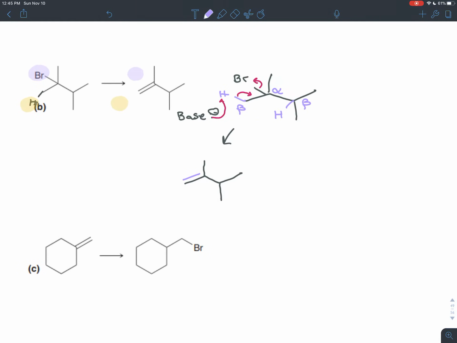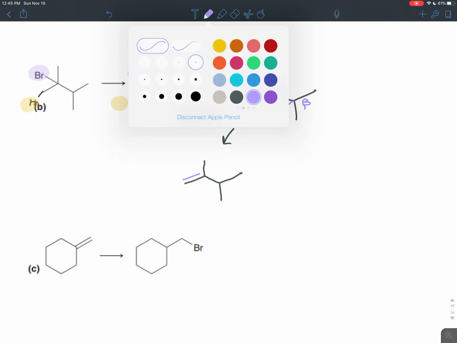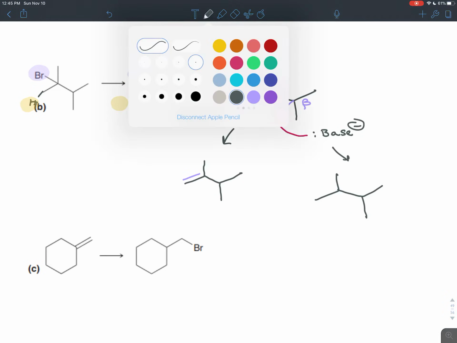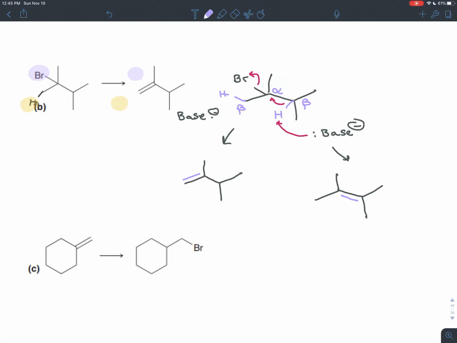On the other hand, you could imagine another base coming in. And the base could steal the other beta hydrogen. The electrons would go toward the leaving group and kick the leaving group off. So that would be another elimination reaction, and in that case, you would form the pi bond toward the beta hydrogen that you stole, so here. So those are the 2 possible elimination products that you can make.